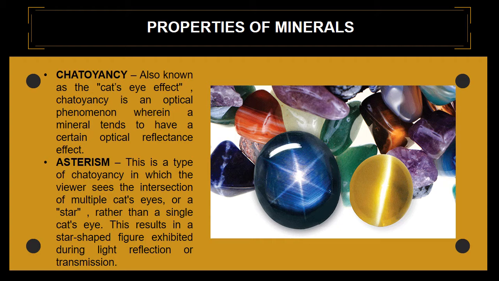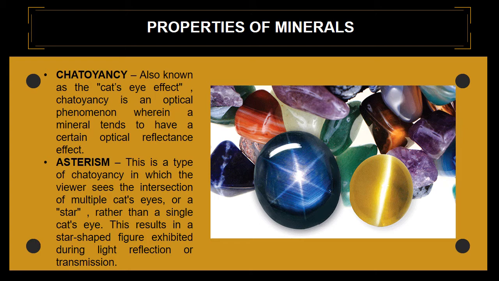So, next we have asterism. This is a type of chatoyancy in which the viewer sees the intersection of multiple cat's eyes or a star rather than a single cat's eye. This results in a star-shaped figure exhibited during light reflection or transmission. So, dito naman sa asterism is maraming mata ng pusa. Medyo. Iisa lang. Pero yung design niya is parang star.